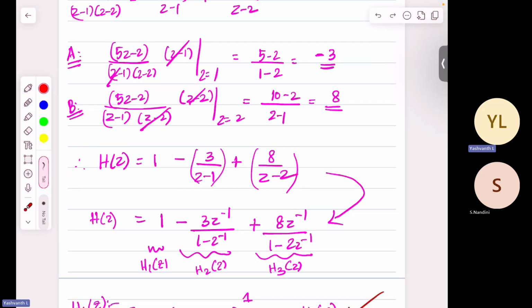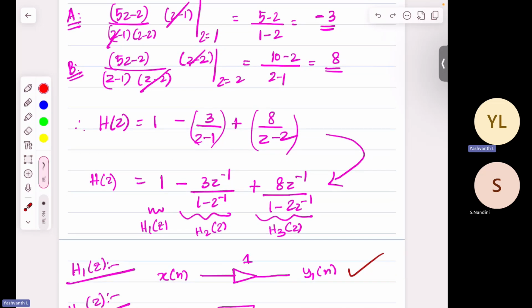Okay, great, it's clear. Now I have decomposed this into 3 parts. What did I do? 1 is one part, minus 3 by z minus 1 is another part, 8 by z minus 2 is another part. So you need to parallelly implement all these 3 filters. For implementation, we need z to the power minus 1 because we only have delay units in implementation. Therefore, for the second term, multiply and divide by z power minus 1. It's because the highest degree of z is 1 in both denominator and numerator. Therefore, I'm just multiplying and dividing by z power minus 1.